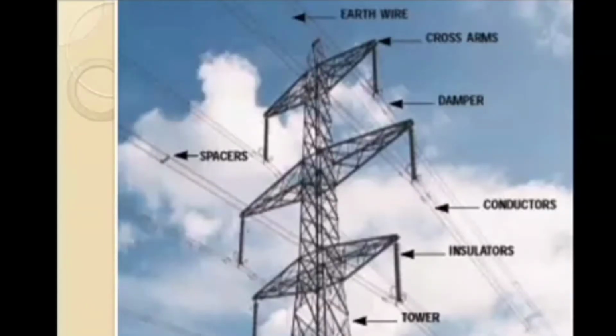In my YouTube channel, in the previous video session, I have explained about fundamentals of transmission lines. In this video session, I am going to explain about types of insulators used in the transmission lines. This is a basic structure of transmission lines. It holds various components such as earth wires, cross arms, dampers, conductors, insulators, tower and spaces.